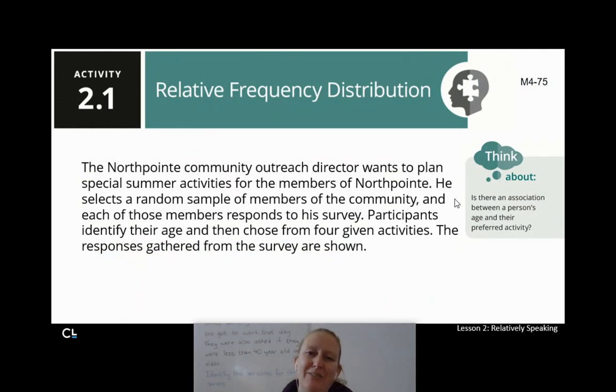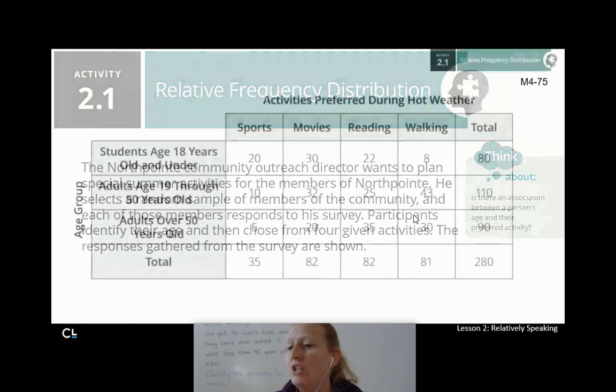So page 75. Let's get into this whole percent idea. The North Point Community Outreach Director wants to plan special summer activities for the members of North Point. And he selects a random sample of members of the community, and each of those members responds to his survey. Participants identify their age and then choose from the 4 given categories. And the responses gathered from the survey are shown on this lovely table. So as we're doing this, just something to have in your head, is there an association between a person's age and their preferred activity?